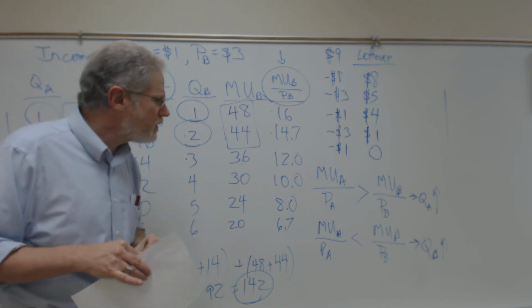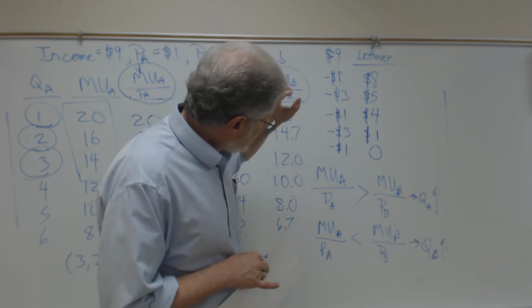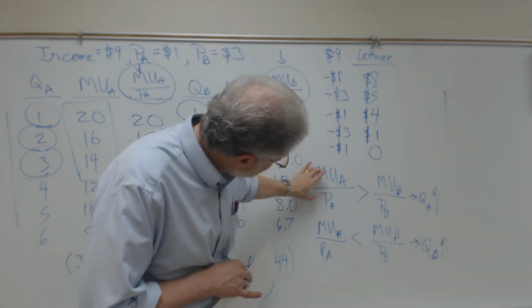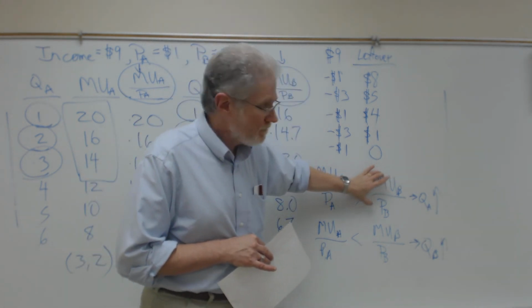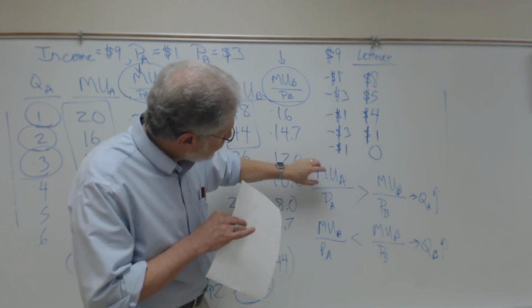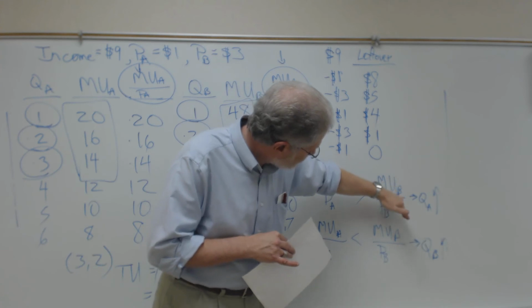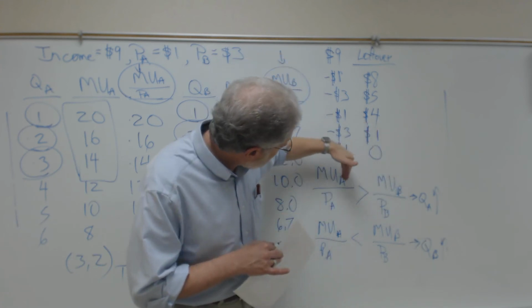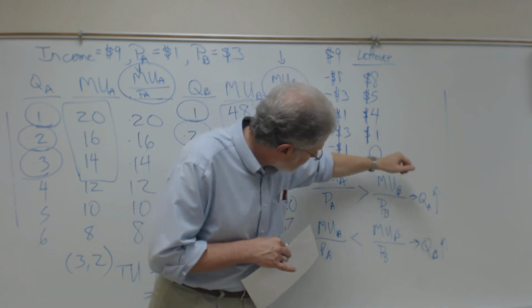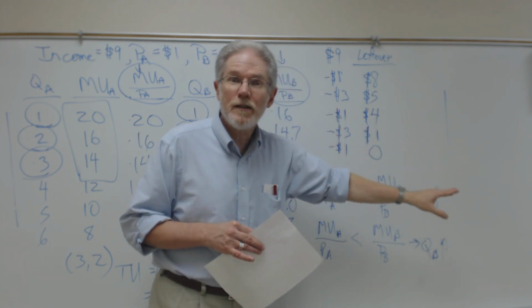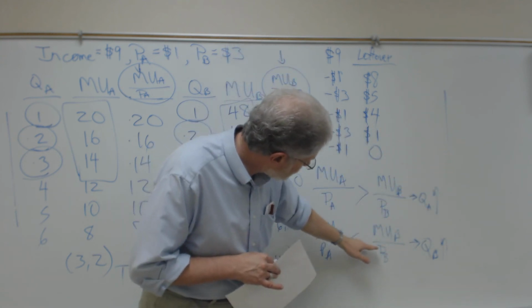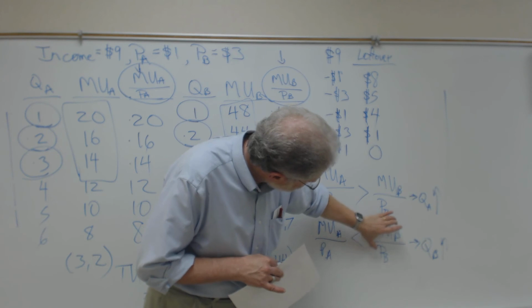The main conclusion here is, if this ratio is greater than that one, if the extra utility from $1 spent on apples is greater than for bananas, then apples are a bargain, and it means that he needs to spend his next dollar there. If the reverse is true, then this good is a bargain.